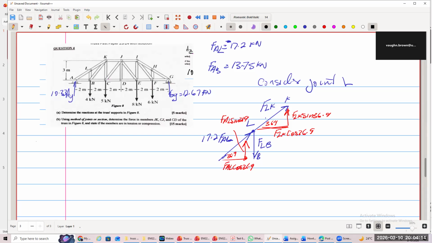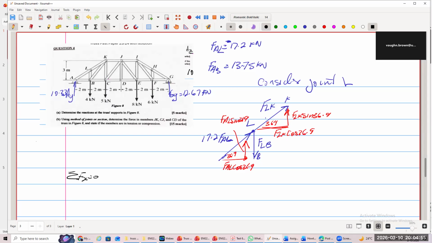So we look carefully and we decide whether we're going to go X or Y first. We could go vertical, but how many forces do we have there? We're going to have two unknowns in the vertical, FLK and FLB, and we'll have FAB. Don't know if that will help us in the vertical. What about the horizontal? We have one known in the horizontal here and another unknown. So we're going to sum up the forces in the X direction equal to 0.